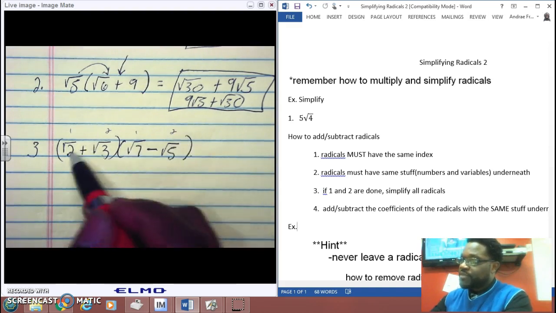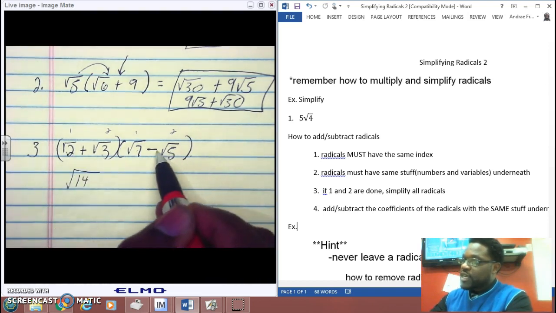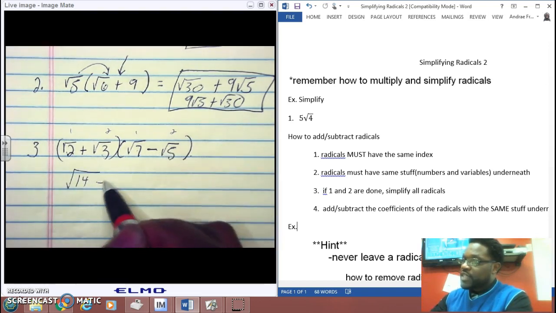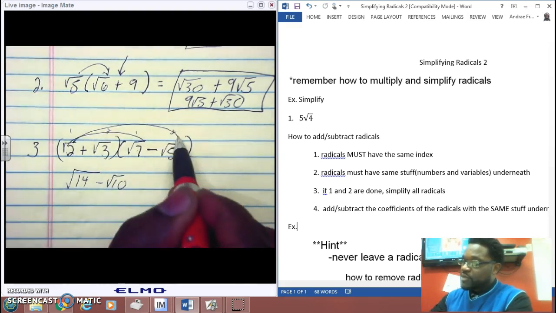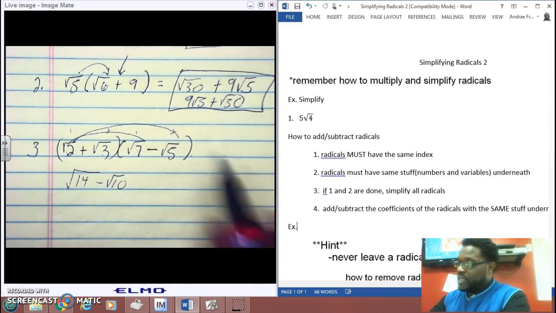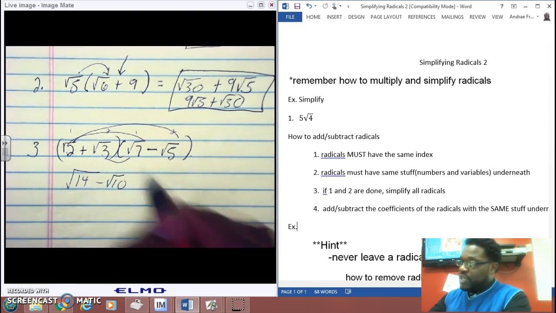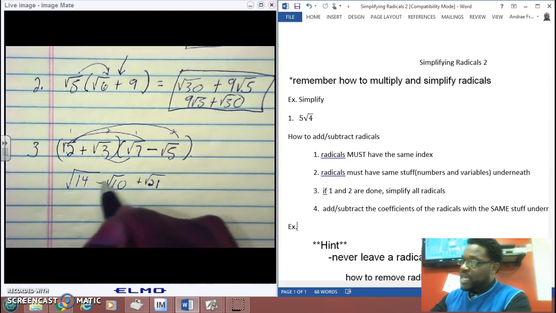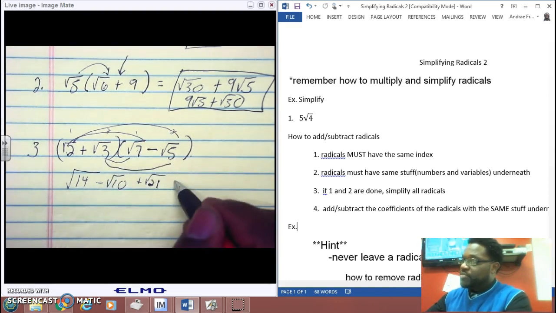So let's do that. Square root of 2 times square root of 7 is the square root of 14. Square root of 2 times negative square root of 5 is negative square root of 10. So what did I do? I did this times both of those. Now I'm going to do these two times each other, which is plus square root of 21. Remember, the signs go outside the radical, not underneath the radical. And then you get minus the square root of 15.